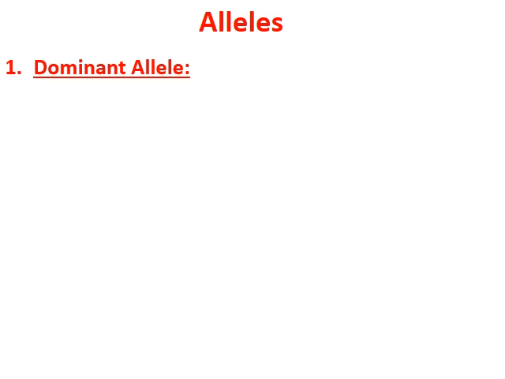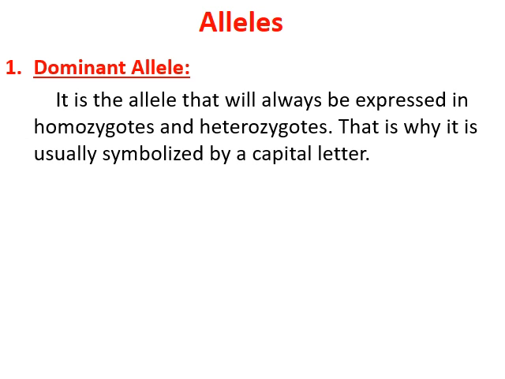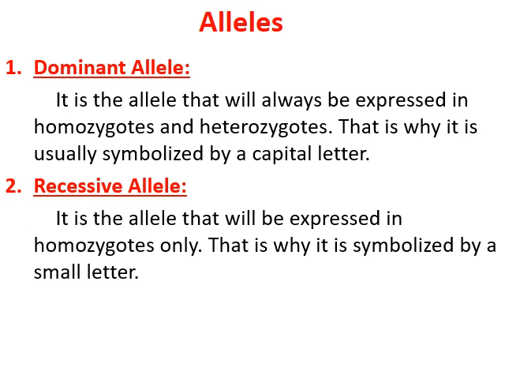Dominant alleles. We have 2 types of allele. Either it's dominant or it's recessive. The dominant allele is the allele that will always be expressed in the case of homozygosity or heterozygosity. That's why it's usually symbolized by a capital letter. I'm the king here. I'm symbolized by a big letter since I'm bigger than you. While the other is called recessive. A recessive allele is expressed in the homozygotes only. That's why it's always written as a small letter. I'm a weak one. That's why I'm written as a small letter.